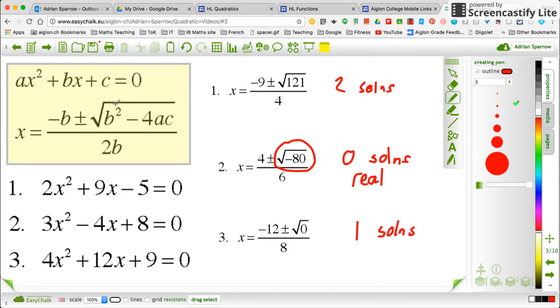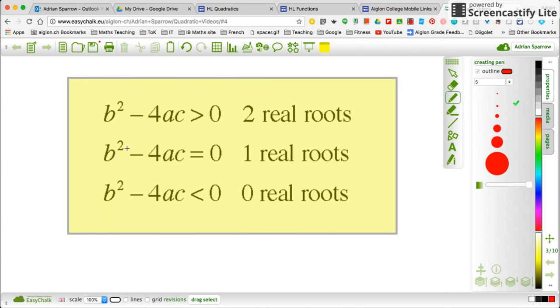Now, it's all to do with this bit in here. I can forget about the rest of the equation, and that bit in there will tell me whether I've got 2, 0, or 1 solution. And in general, I have this. If the discriminant, which is the bit inside the square root, is greater than 0, I have 2 real roots. If it's equal to 0, I have 1 real root. And if it's less than 0, so it's a negative number, I can't square root it, so I have no real roots.